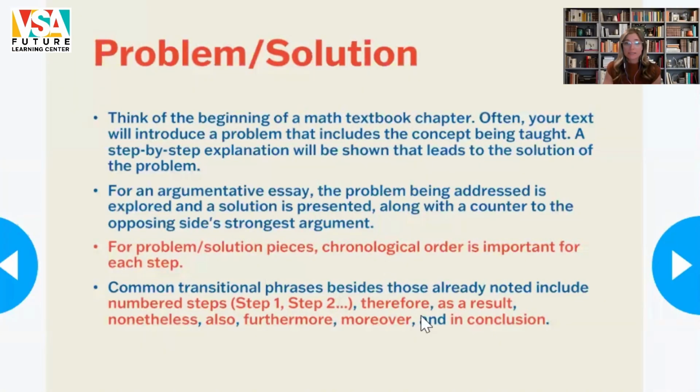Common transitional phrases, besides those that we've already discussed, include numbering steps. So step 1, step 2. You can also use transitional words and phrases like therefore, as a result, nonetheless, also, furthermore, moreover, and in conclusion. So therefore, as a result, and nonetheless are going to signal that we're providing the next steps of these solutions or the results of what happens. Furthermore, moreover, and in conclusion is showing us the process as we go through the solution.